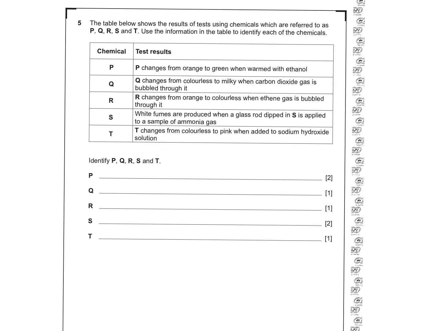Question 5. So here we've got a number of chemicals, so P through to T, and different tests. So we've got to identify each one. So let's start with P. It changes from orange to green when warmed with ethanol. Well, this is an alcohol, and the chemical that changes from orange to green when it's warmed with an alcohol is acidified potassium dichromate. There's one mark for acidified, one mark for the potassium dichromate. And the ethanol would get oxidized into its corresponding carboxylic acid.